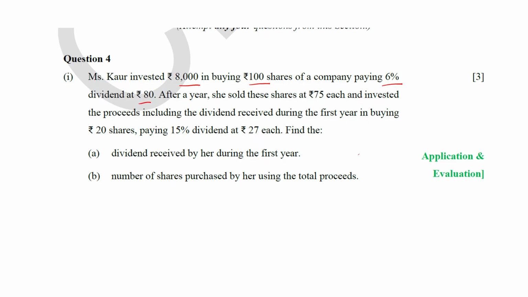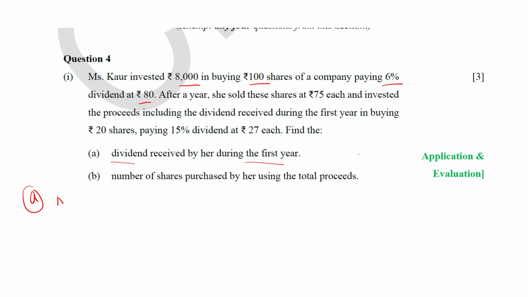So let's divide this sum in two parts. First, what has she done? She has purchased rupees 80 shares and invested rupees 8,000. So now the dividend, first what do we have to calculate? Dividend received during the first year. So now let's solve this A part.